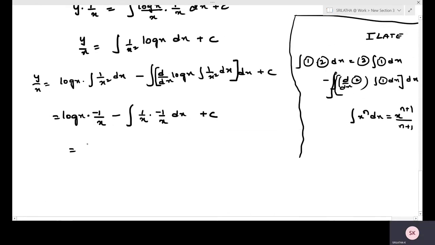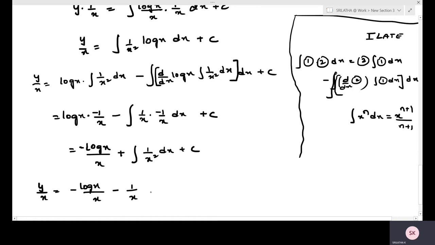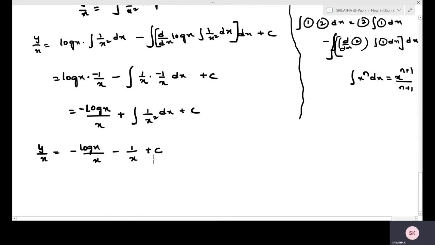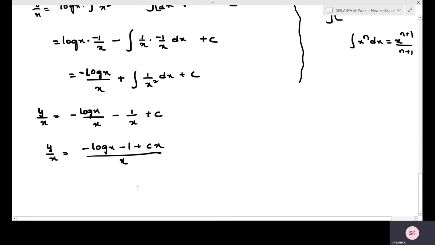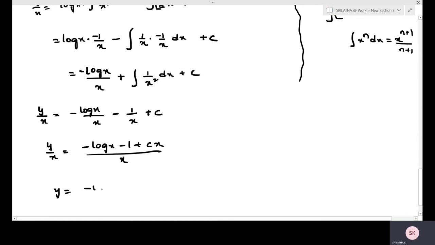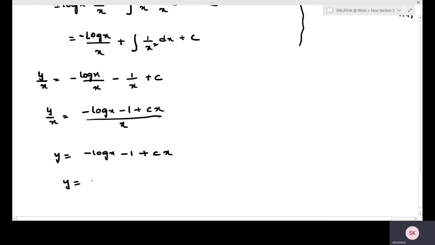Understood? Now that is equal to minus log x by x. This minus and this minus will become plus, integration of 1 by x squared dx plus c. So y by x is equal to minus log x by x, and the integration of 1 by x square, which we have just seen, is minus 1 by x, plus the integrating constant c. Now y by x, taking the LCM, is minus log x minus 1 plus c into x, by x. So we can cancel x, and my solution becomes y is equal to minus log x minus 1 plus c into x. For convenience I'll write the solution as y is equal to cx minus, taking minus common, log x plus 1.